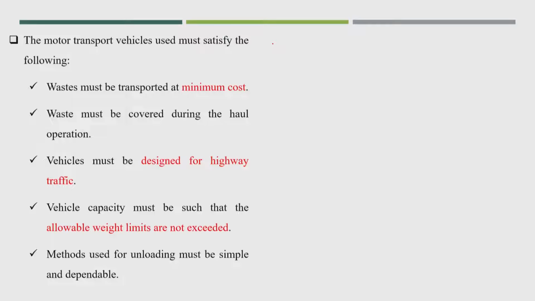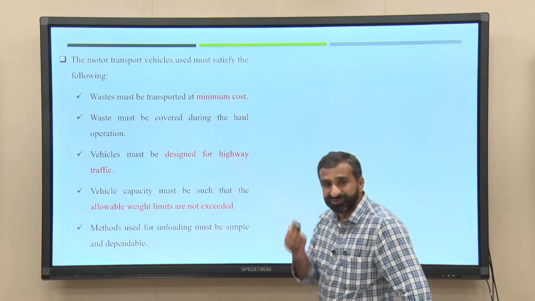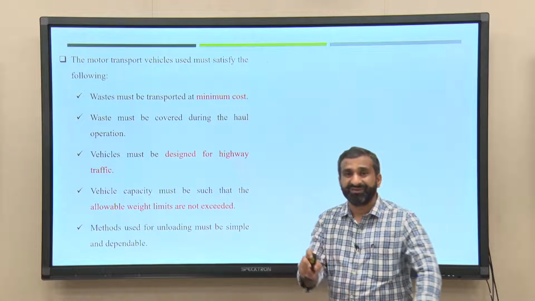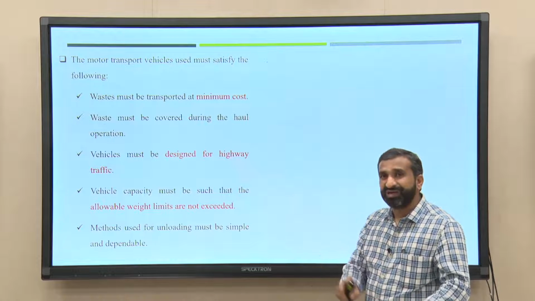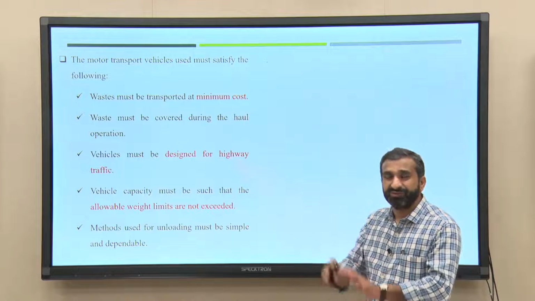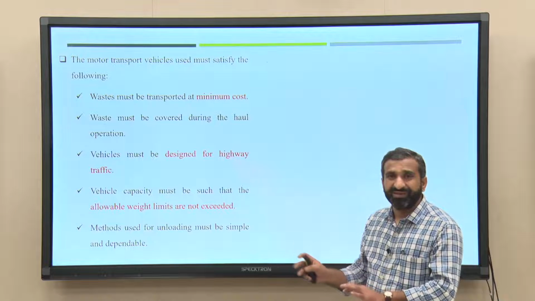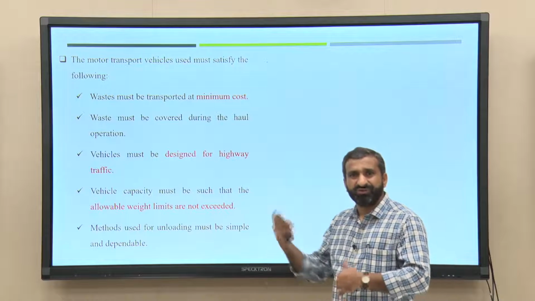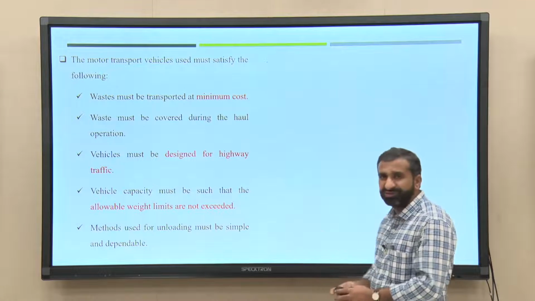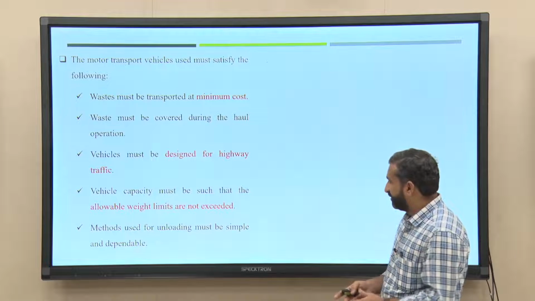Vehicle capacity must be such that the allowable weight limits are not exceeded. This is also a very important issue, especially for India or developing countries, where we need to know how much maximum waste can be hauled by the vehicle. We should not go for more than that. That weight limit also needs to be known.